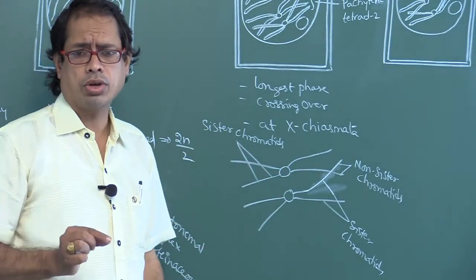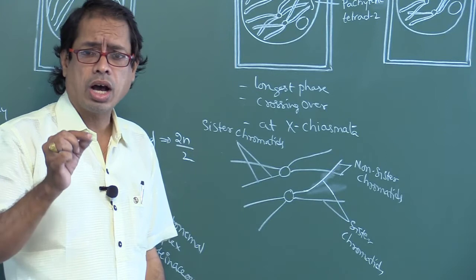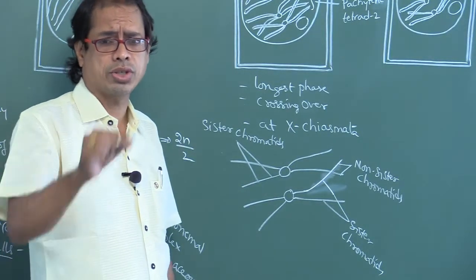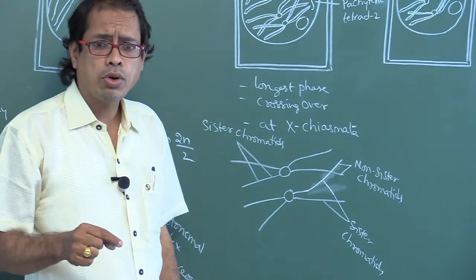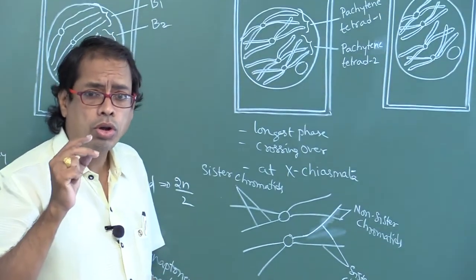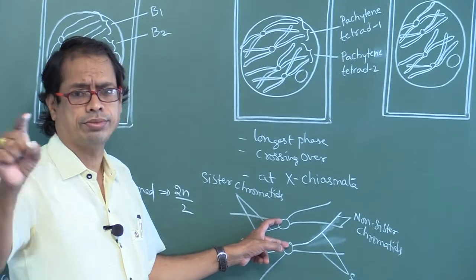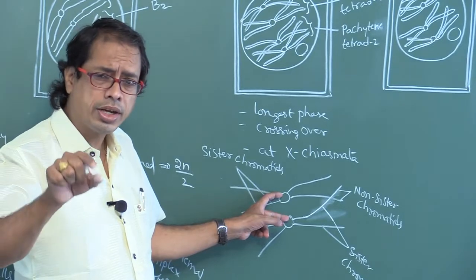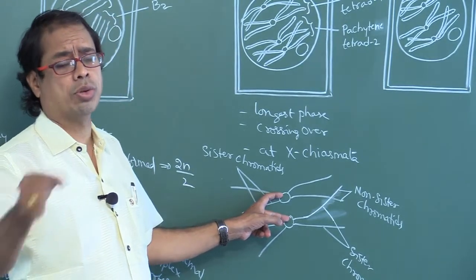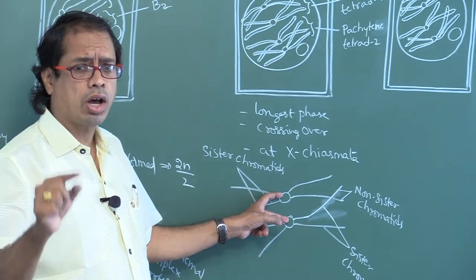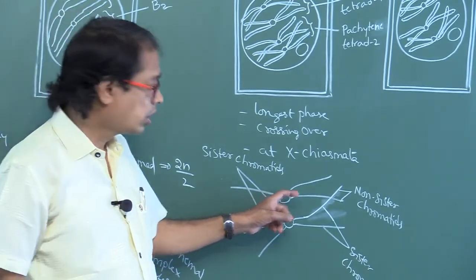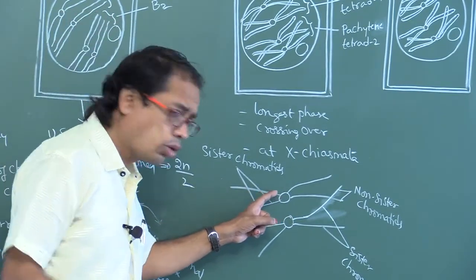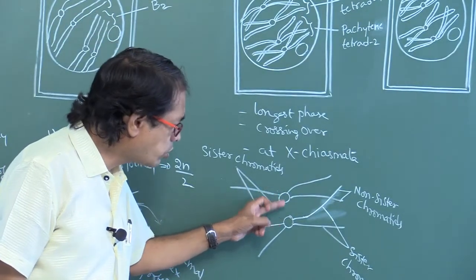Now I am asking a question. Crossing over occurs between sister chromatids of homologous chromosomes: false. Crossing over occurs between two homologous chromosomes: true. Crossing over occurs between two sister chromatids of non-homologous chromosomes: false. Crossing over always occurs between two non-sister chromatids of homologous chromosomes: true.